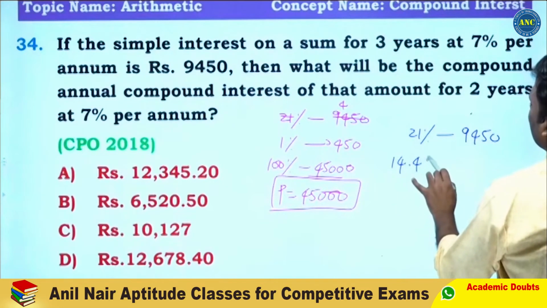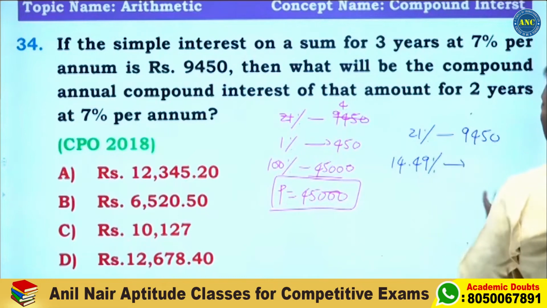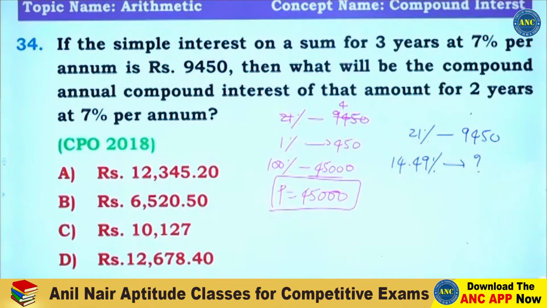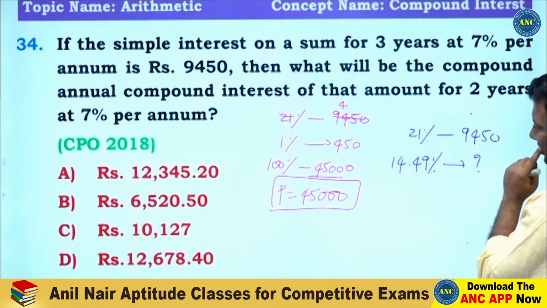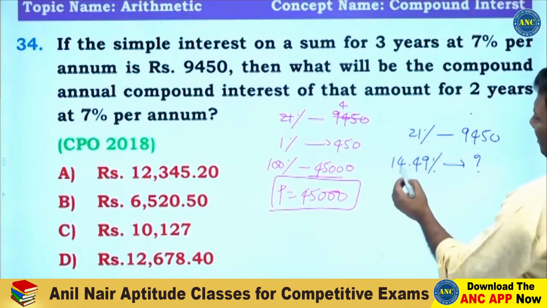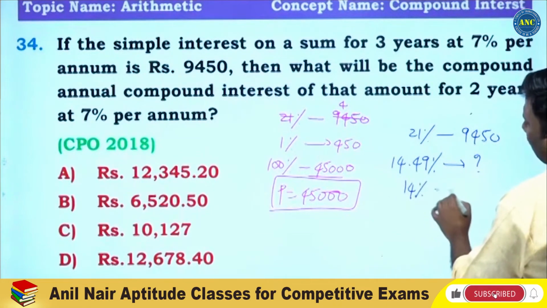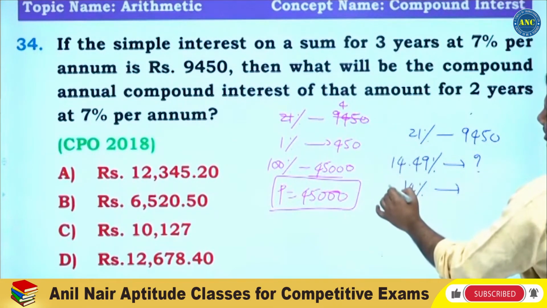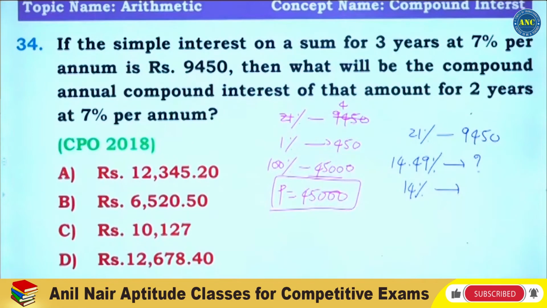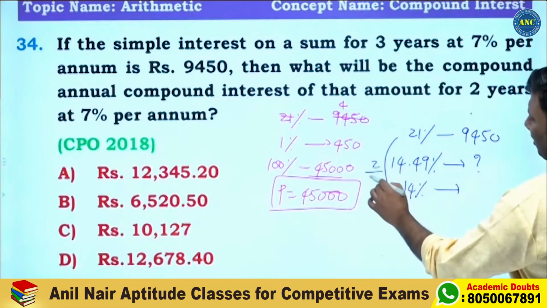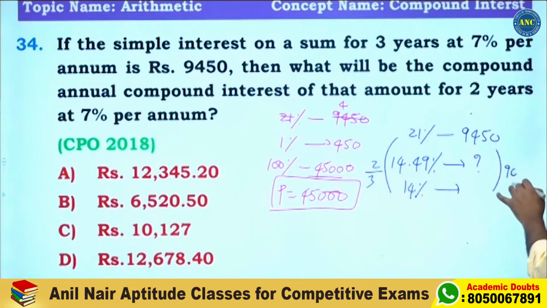Now 7% two times is 14%, roughly 14.5%. How much is it? If you see 21% and 14%, 7 threes are 21 and 7 twos are 14. So if I take 2 by 3 of 21%, here also I take 9450 into 2 by 3.